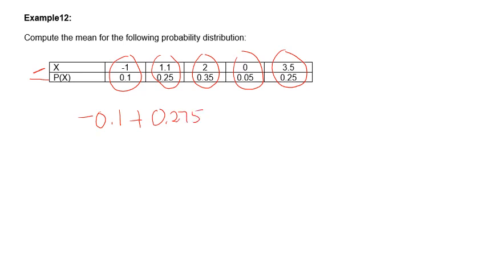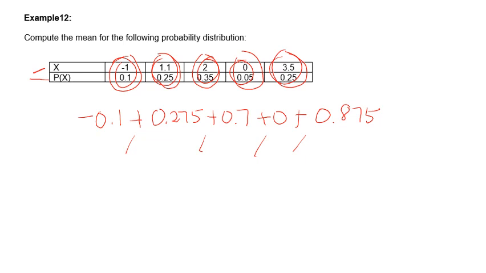1.1 times 0.25. When you multiply these two, you get 0.275. 2 times 0.35, 0.7. 0 times anything is 0. And for the last one, you get 0.875. So we're multiplying each outcome to its respective probability. We're adding them up. And when I add them up, I get 1.75. So the mean is 1.75.